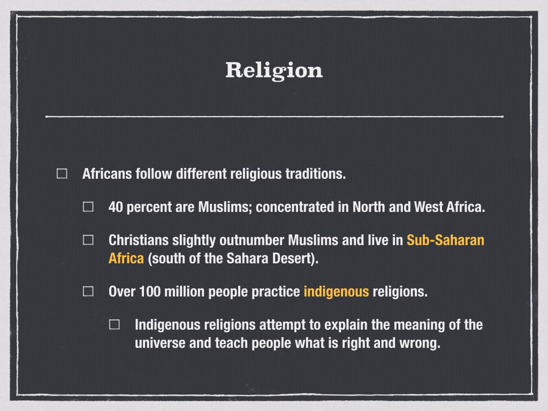Christians slightly outnumber Muslims and live in sub-Saharan Africa, mostly south of the Sahara Desert. These Africans were mostly influenced by missionaries who came from Europe when the continent was colonized. Over 100 million people practice indigenous religions. These are religions that try to explain the meaning of the universe and try to teach people what's right and wrong.